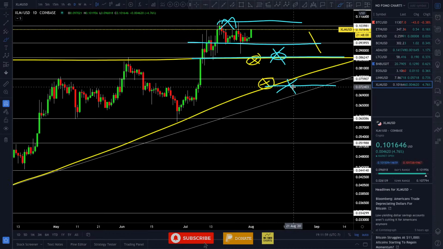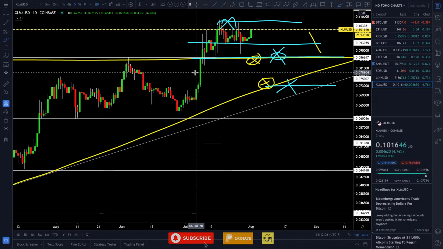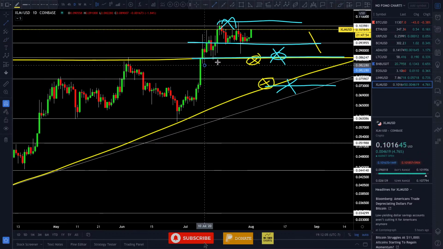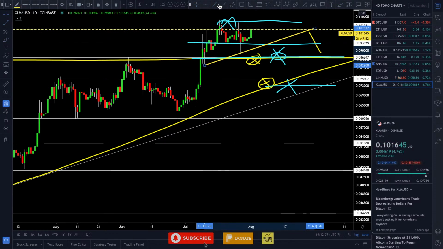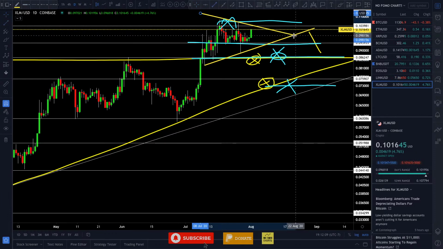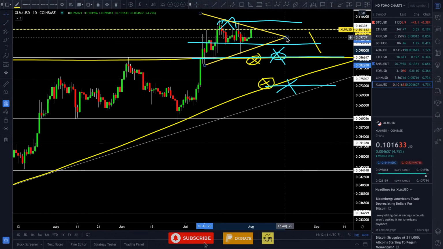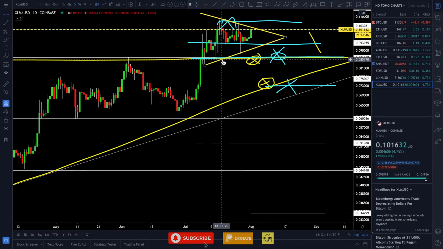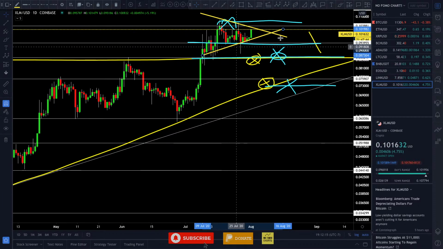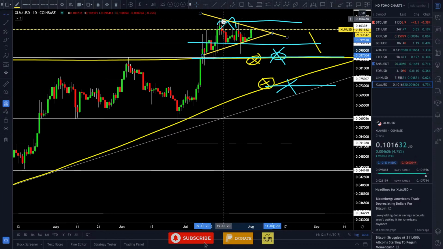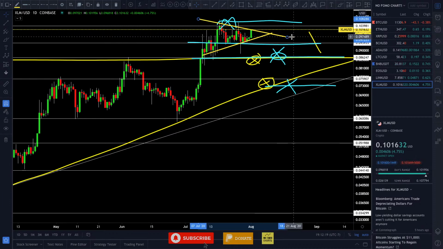All right, XLM USD. Now what I'm seeing is there's actually a tightening triangle pattern if you use the candle wicks. Right, you see this? If you want to have a better triangle, it's that one, using price closes only. So let's do that.